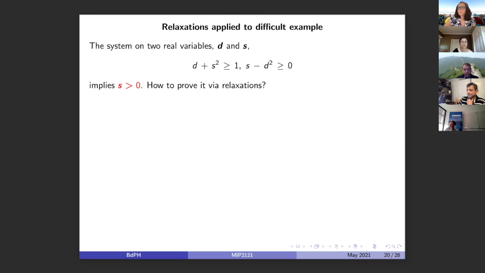Okay, now, I have about 5 minutes, I think. Let me outline two ways that relaxations could be used in this very simple example. This is a synopsis of what happened in the second subsystem in this simple example. Clearly, if we have a system of these two inequalities, S must be positive, it cannot be S equal to 0. But how to prove it?